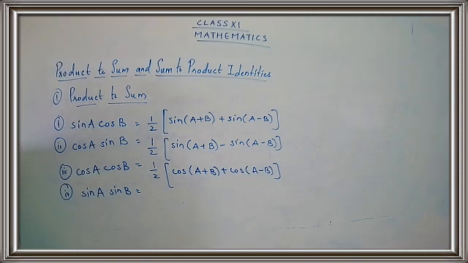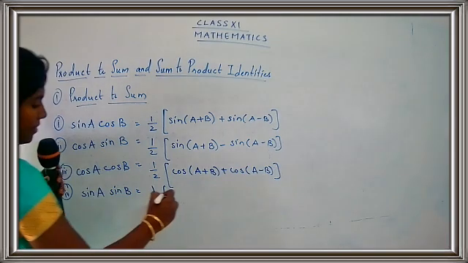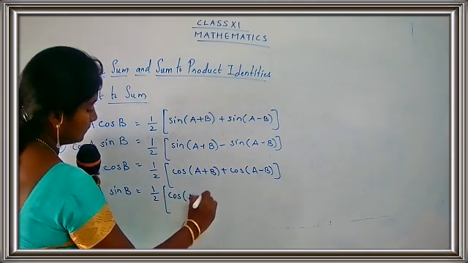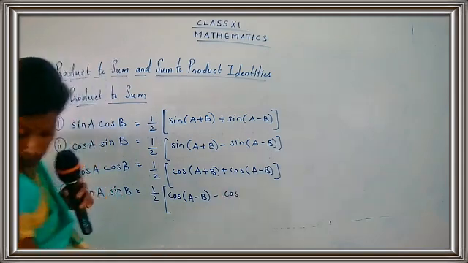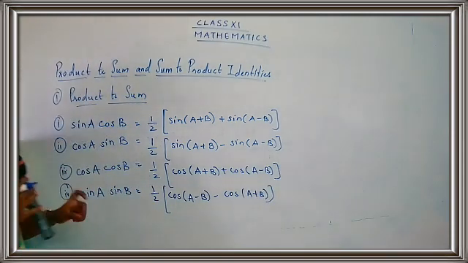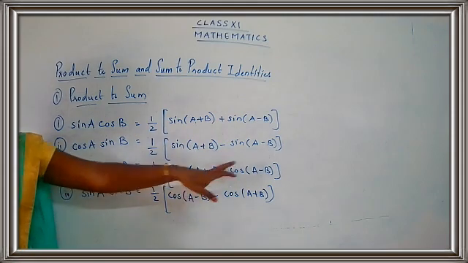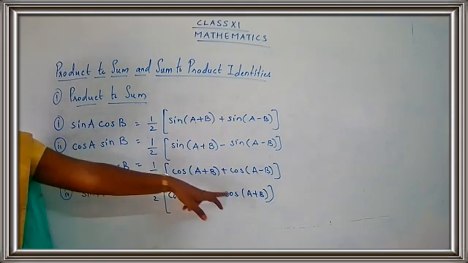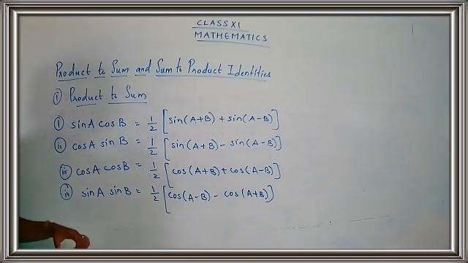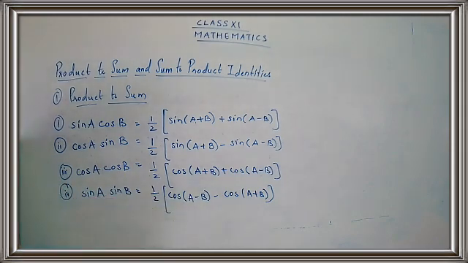Coming to the last one, it's sin A sin B. When you have sin A sin B, there's a small change over here. For sin A sin B, the formula is different. Everywhere else you have A plus B, A minus B, but here first you have A minus B and then you have A plus B. So when you have sin A sin B, children, it is half of cos A minus B minus cos A plus B. Remember the formula: for sin A sin B, there is a difference.